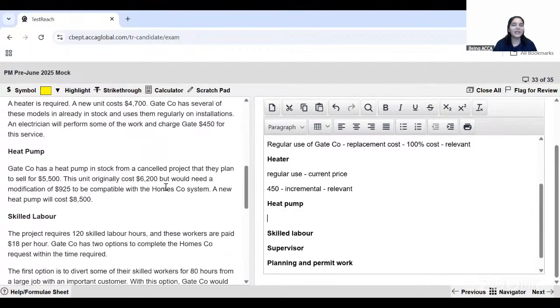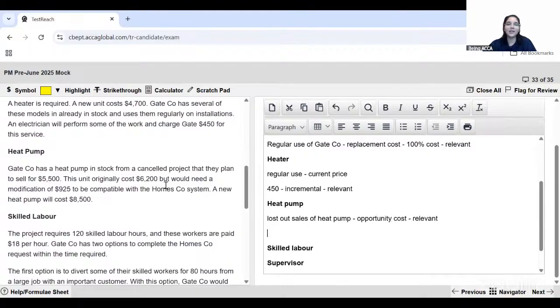So with respect to the heat pump, it was given to us that they have already from an earlier project, and they had to sell it for $5,500. So this $5,500 will be lost out on sales of the heat pump. So this is the opportunity cost. Hence, this is going to be considered as relevant. If you talk about your 6,200 original cost, that cost has already been incurred. It is a sunk cost. So that will be considered to be irrelevant.